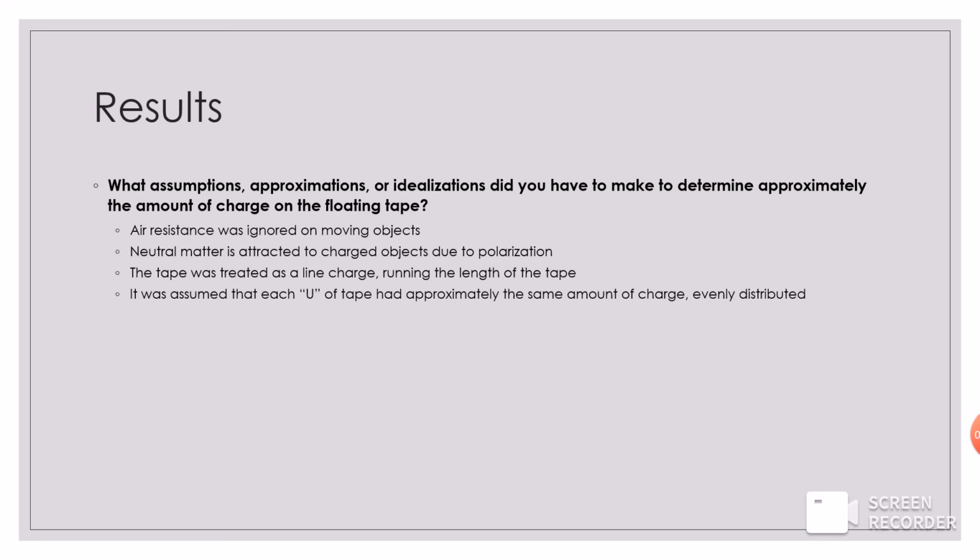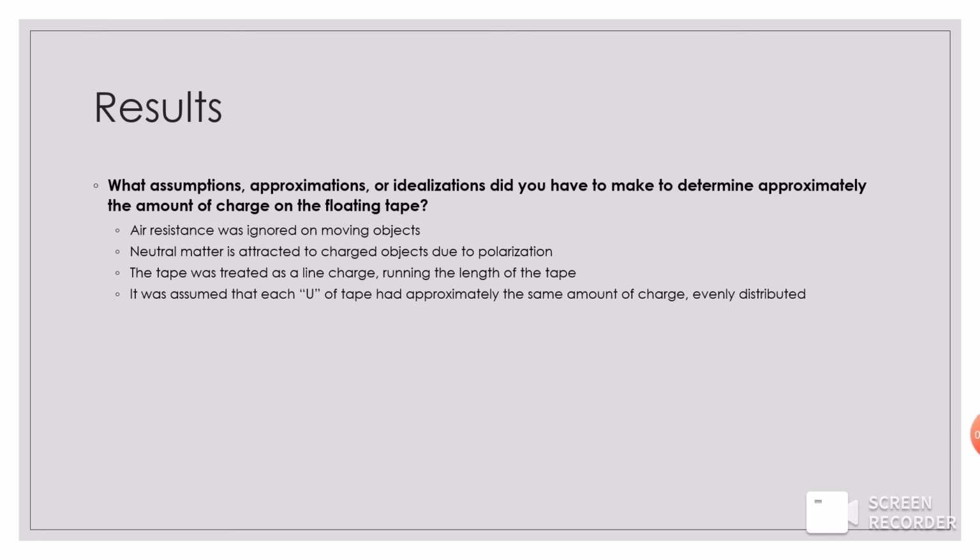Results and assumptions and approximations. There were several approximations made in this. First of all, we ignored air resistance on moving objects. Second, we need to take into account the fact that neutral matter can be attracted to charged objects due to polarization. Not integral to this, but it should be taken into account. This time, instead of treating it as a point charge, we treated the tapes as line charges, which should hopefully result in a more accurate prediction of charge.